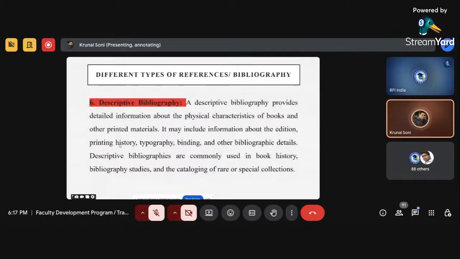Descriptive. In this bibliography, we need to provide detailed information about the physical characteristics of the books and other printed materials: who is the publisher, where it has been published, and details such as edition, printing history, bindings, and other bibliographical details, right? So this is what is called descriptive bibliography.